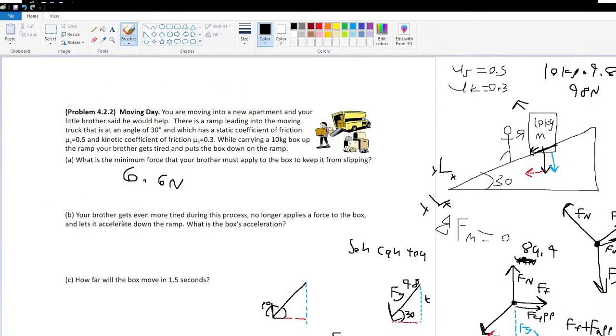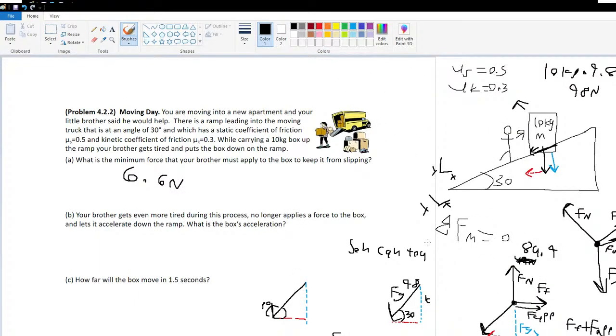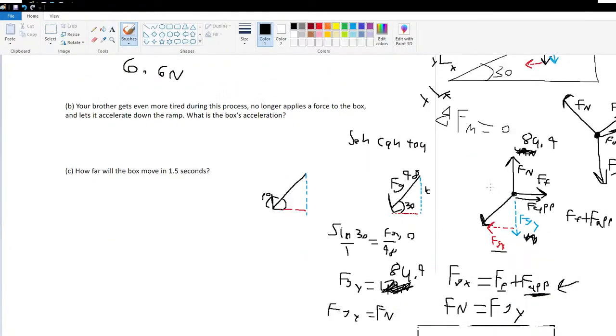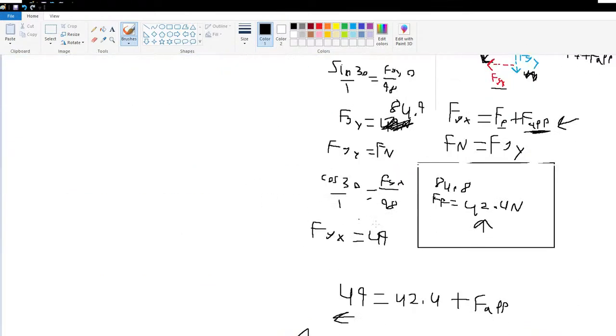Your brother gets even more tired during this process, no longer applies a force to the box, and lets it accelerate down the ramp. What is the box's acceleration? So we already found a bunch of the things that we need to do this, but basically, since it's moving, we're solving for the acceleration now that it has a coefficient of kinetic friction, because kinetic friction is less than static friction.